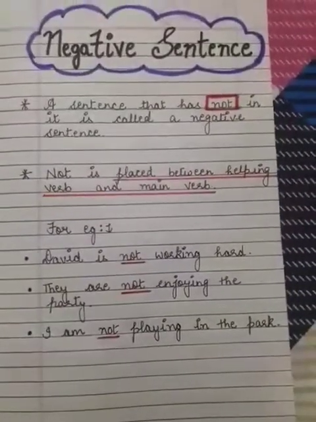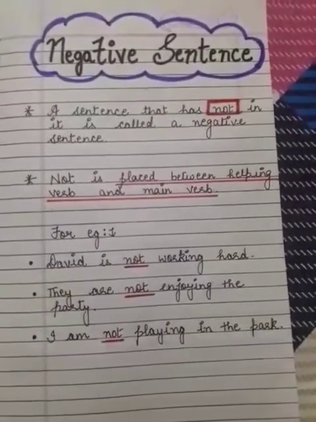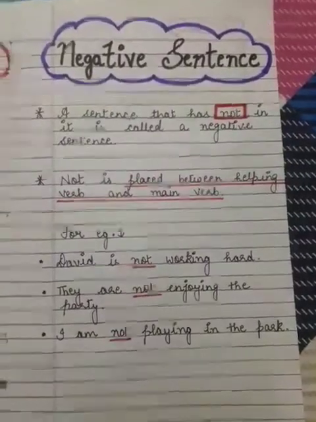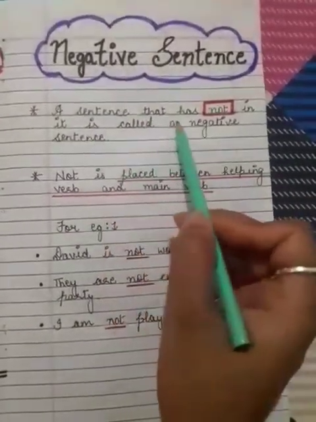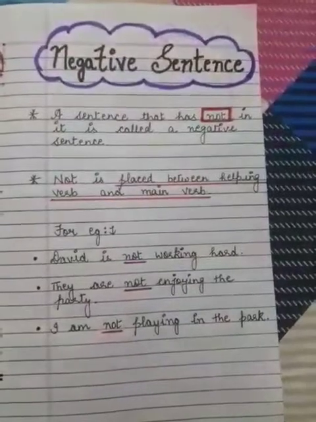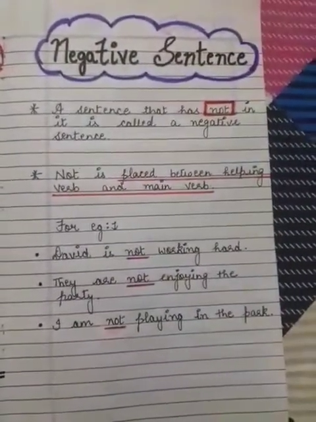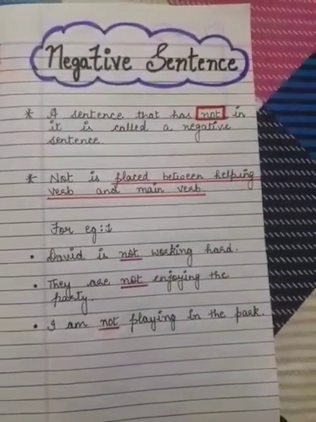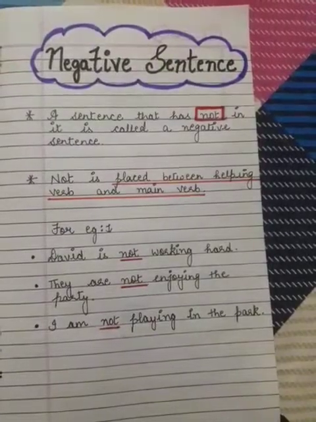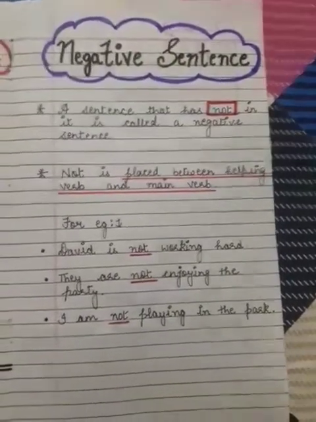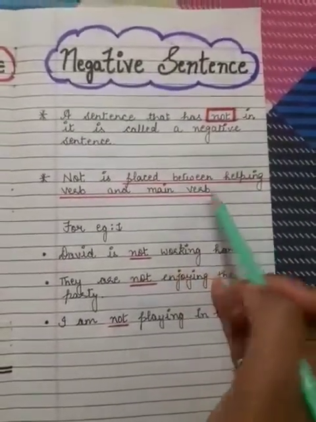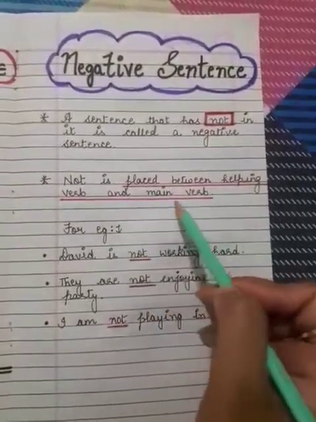Now children, let us study how to make any sentence a negative one. A sentence that has not in it is called a negative sentence. So children, it is very important to add not in any sentence to make it negative. Also, not is placed between the helping verb and the main verb.